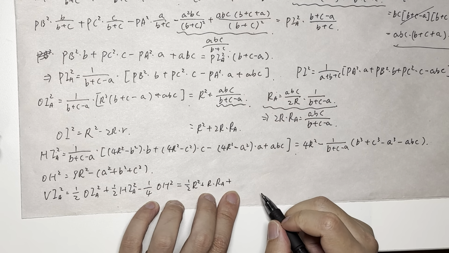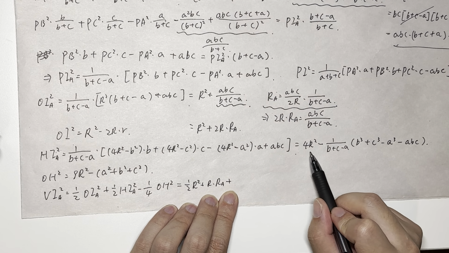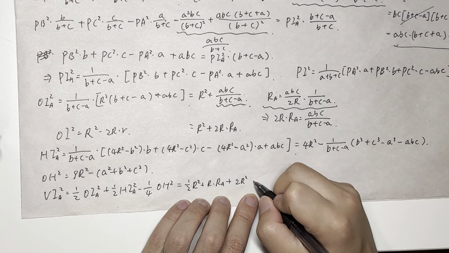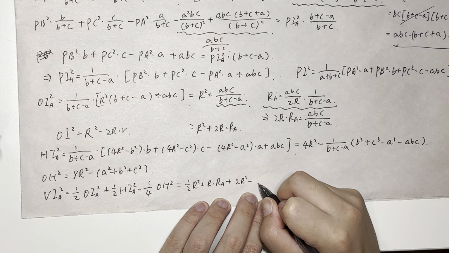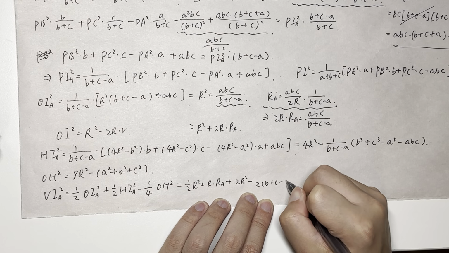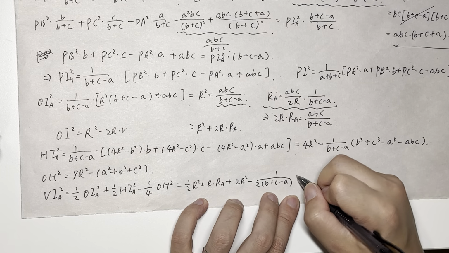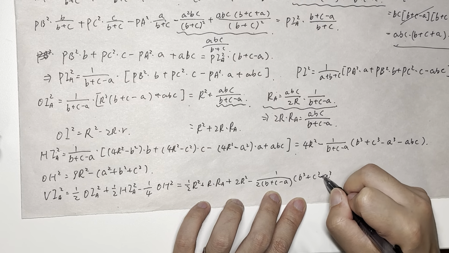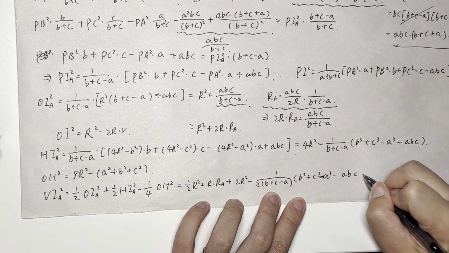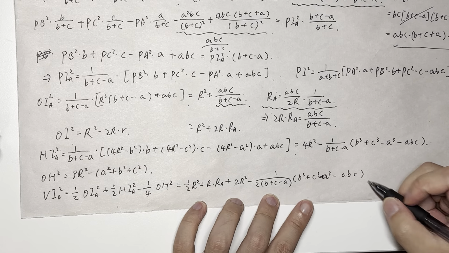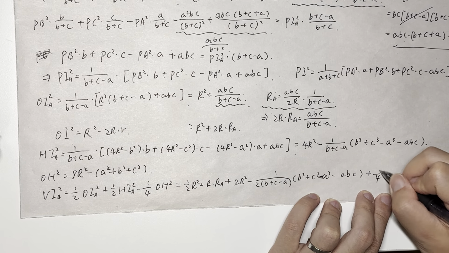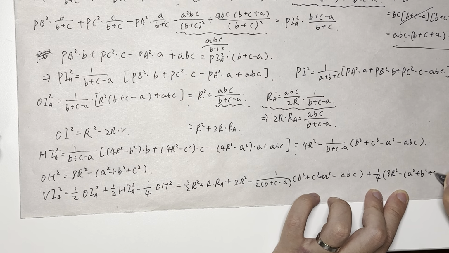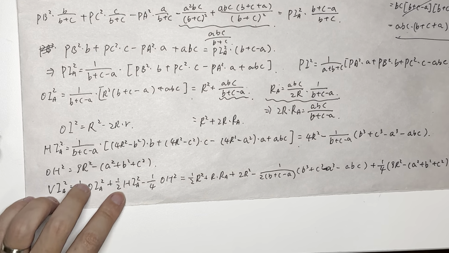And plus half of this, right? So that is 2R squared minus 2B plus C minus A, 1 over 8 times B to the power 3, C to the power 3 minus A to the power 3 minus ABC, right? And then plus a quarter of 9r squared minus a squared plus b squared plus c squared, right?